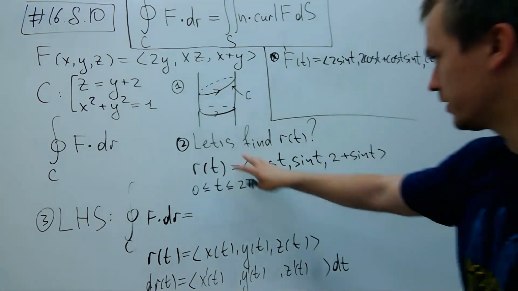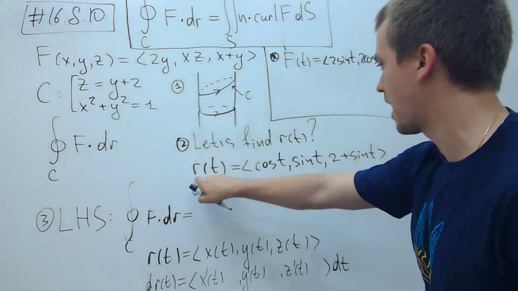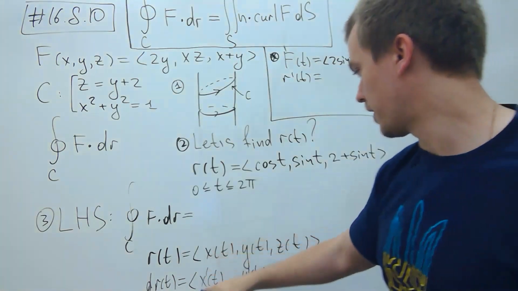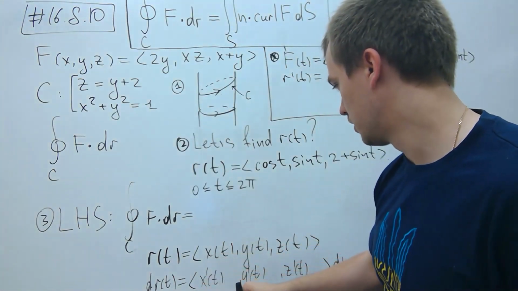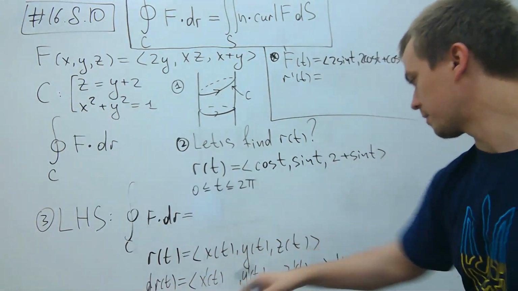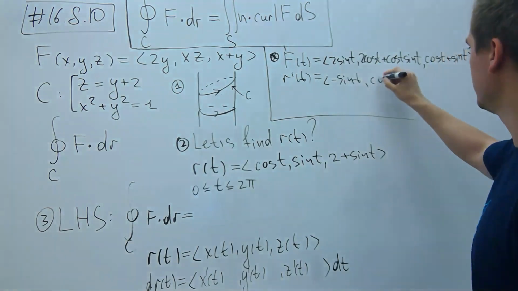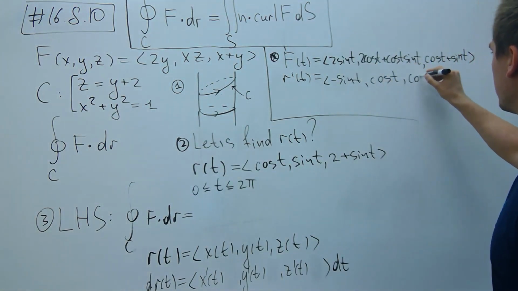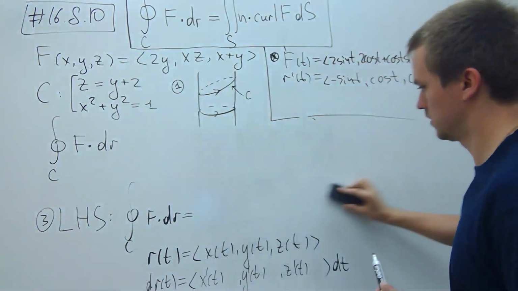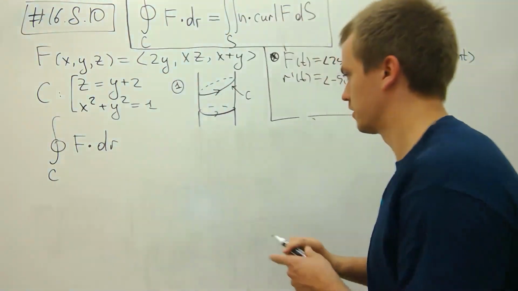Okay, so here we'll need a lot of computation, a lot of space to compute. So let's put this r prime of t that I found over here. And what is my r prime of t? Because I want to find the dot product of f dot dr, and this is dr. So r prime of t is just minus sine t, cosine t, and cosine t. Okay, perfect. So let me erase this, and let's compute the left-hand side over here.